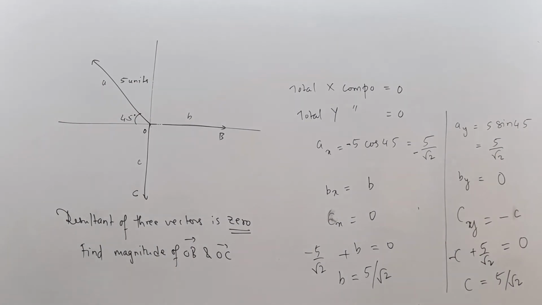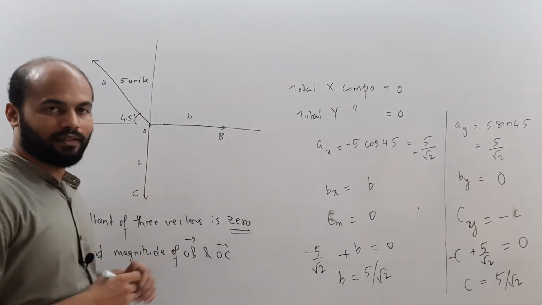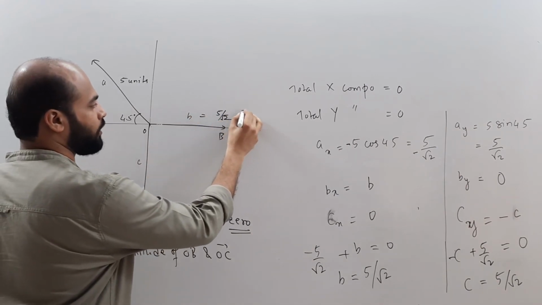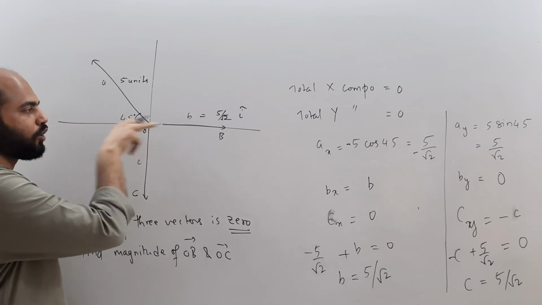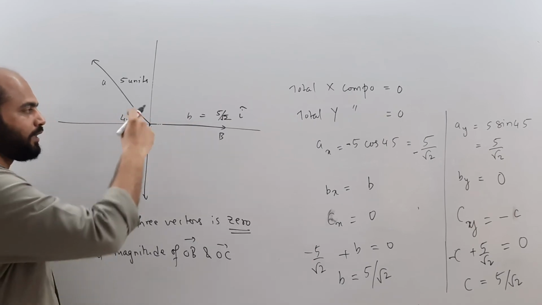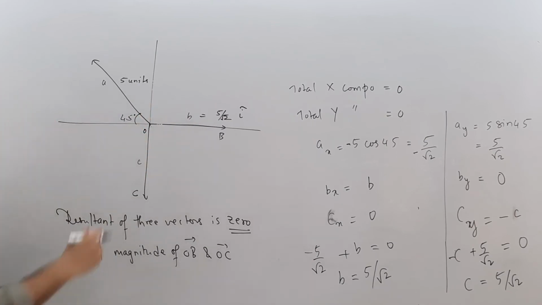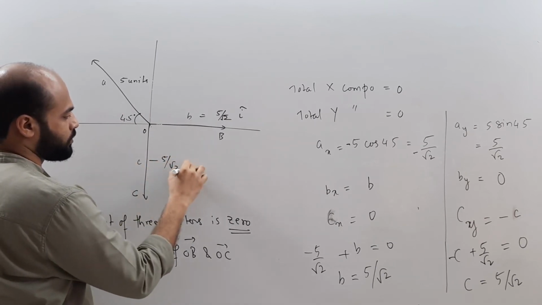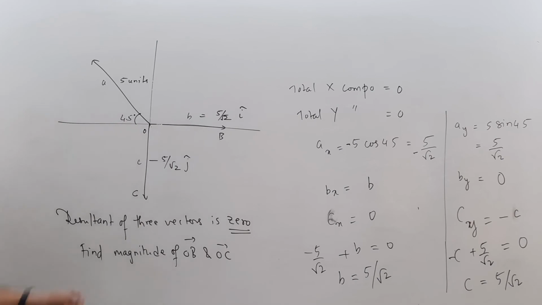Now we are in a position to define clearly B and C. So B can be given as 5 by root 2 i cap, because it is just defined along x-axis and there is no y for it. This can be defined as minus 5 by root 2 j cap, because it is defined along negative y-axis.